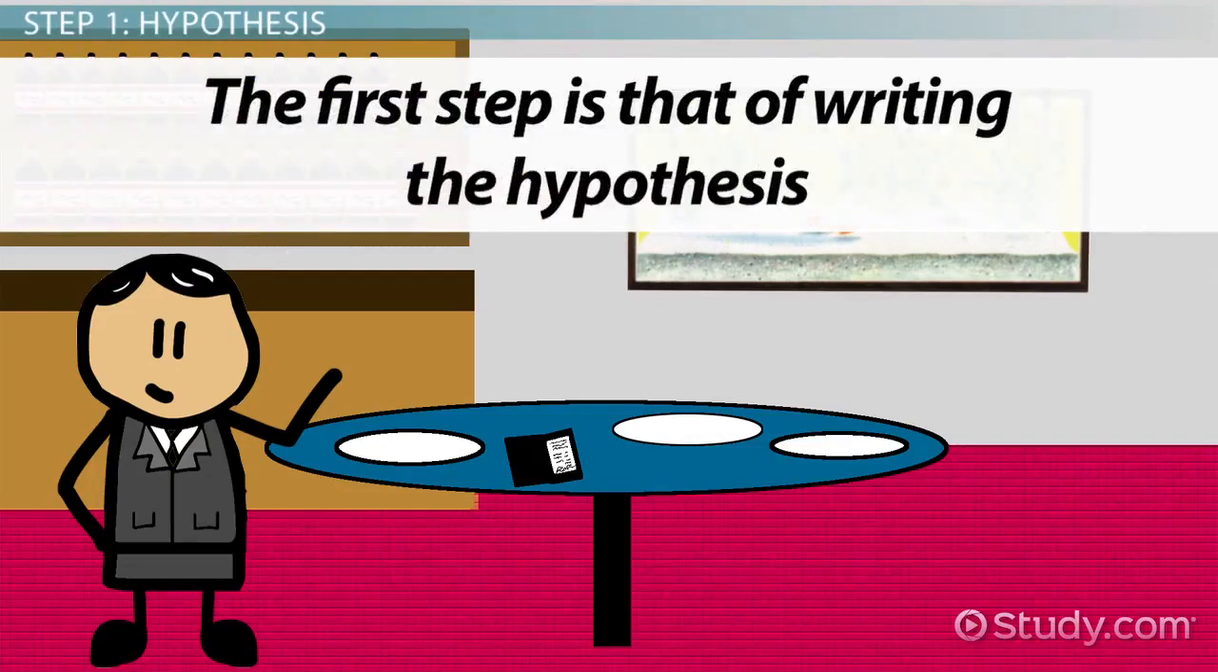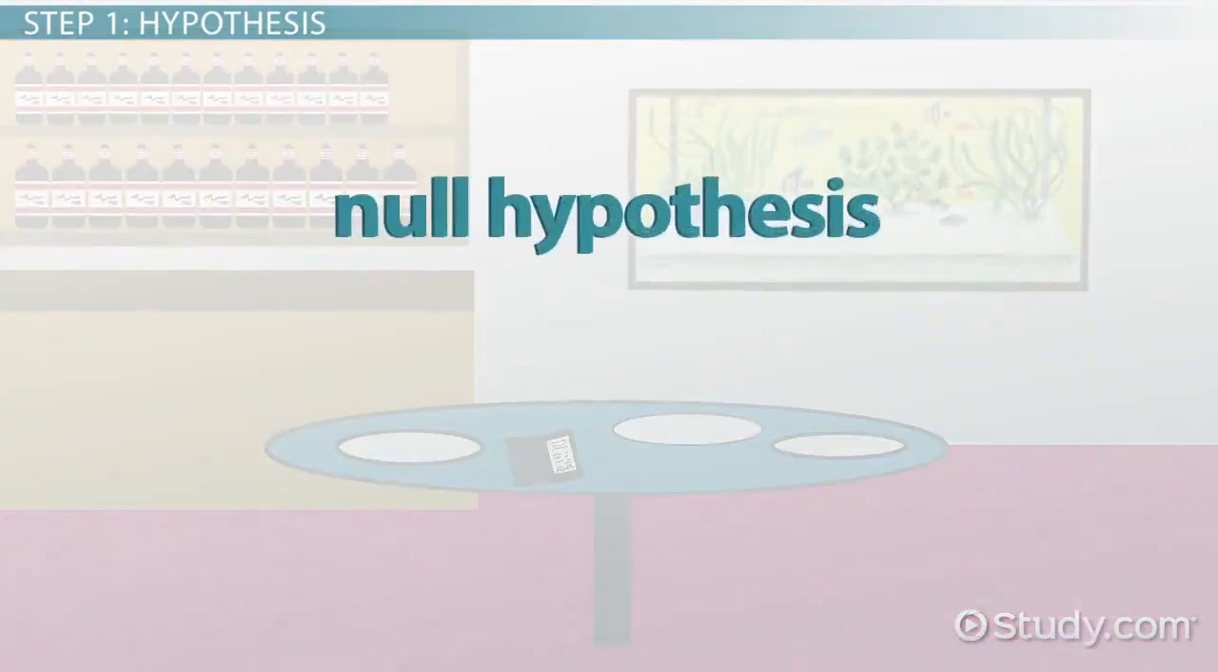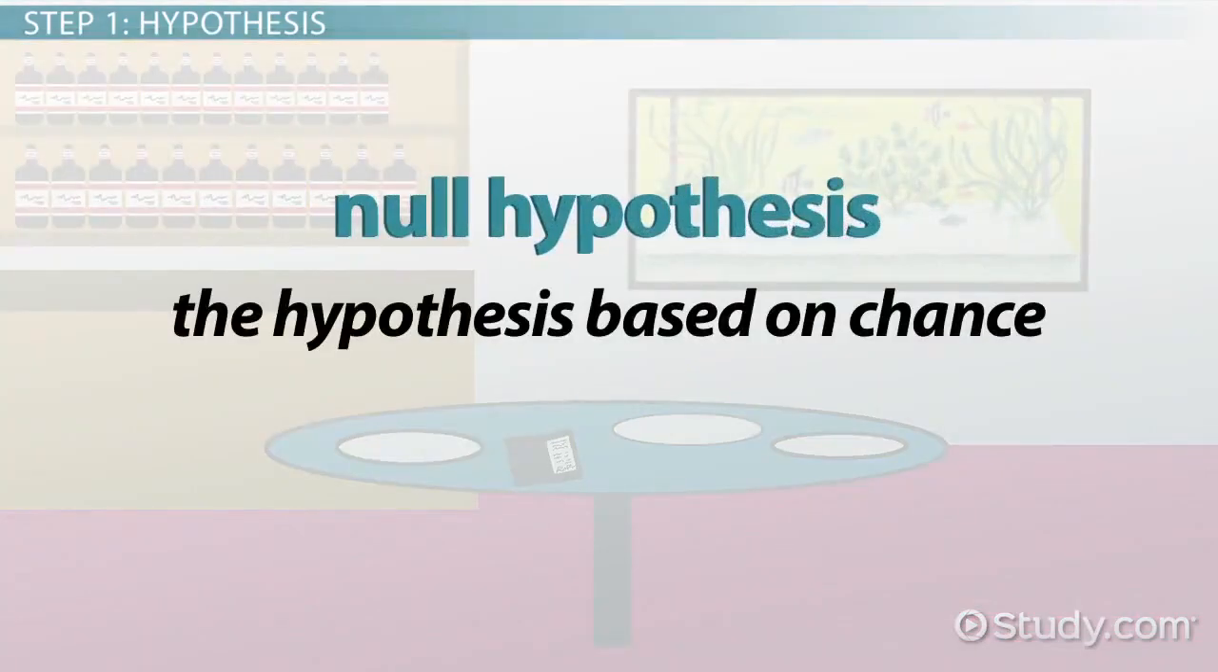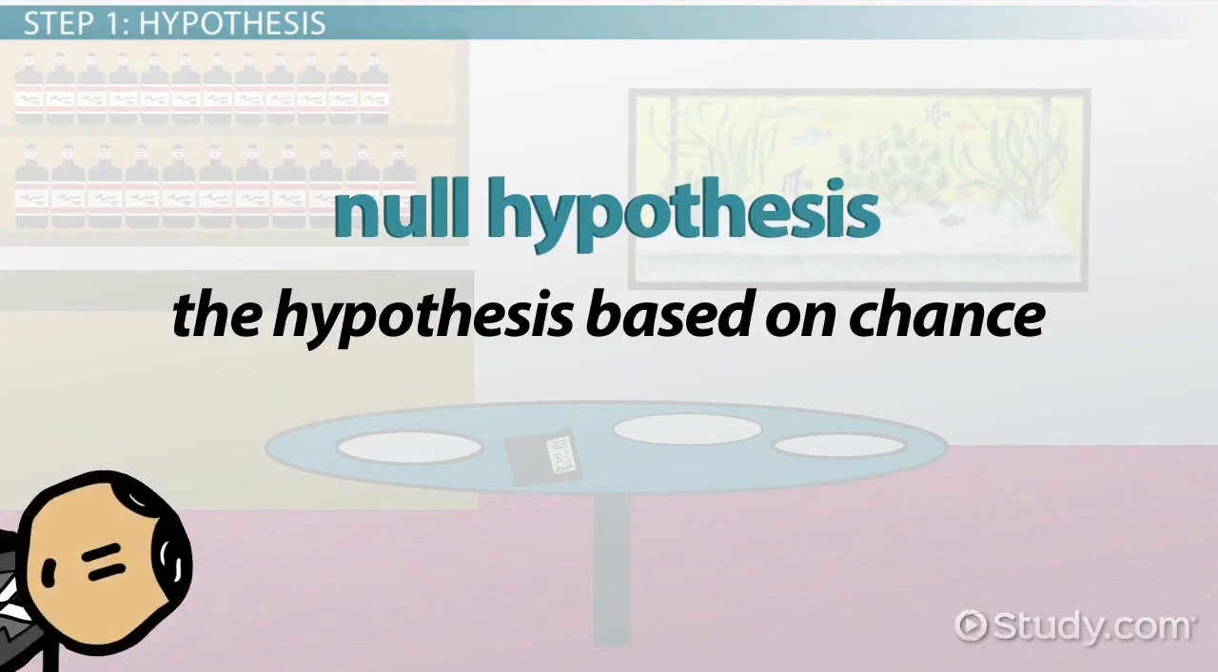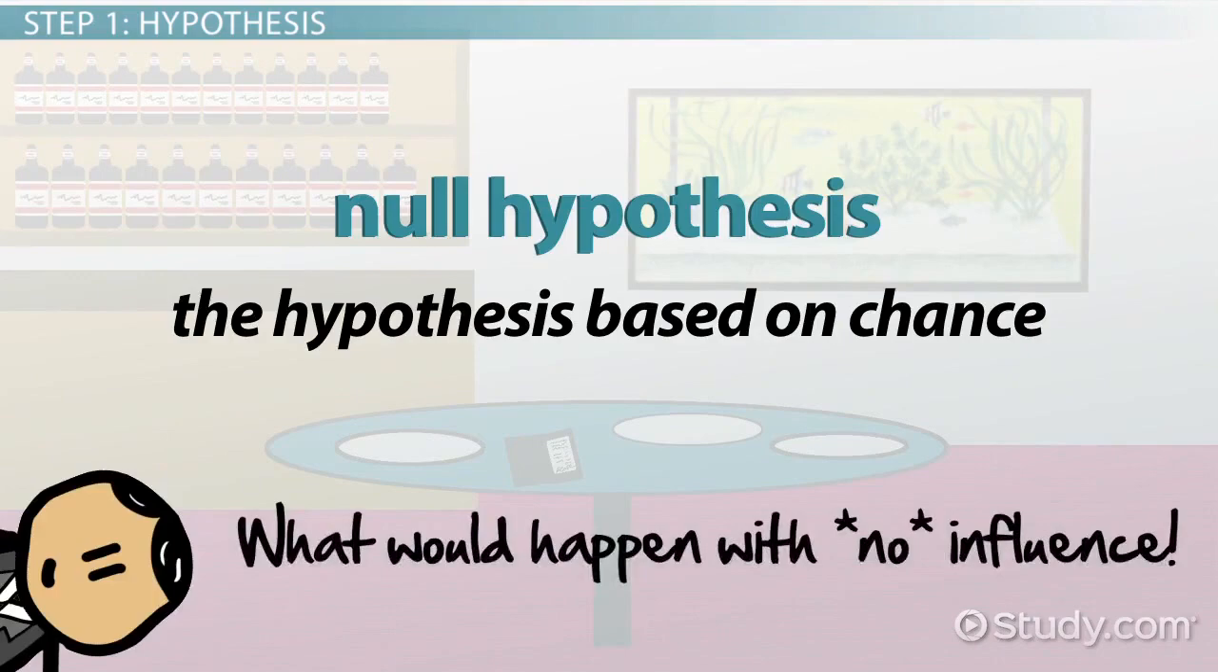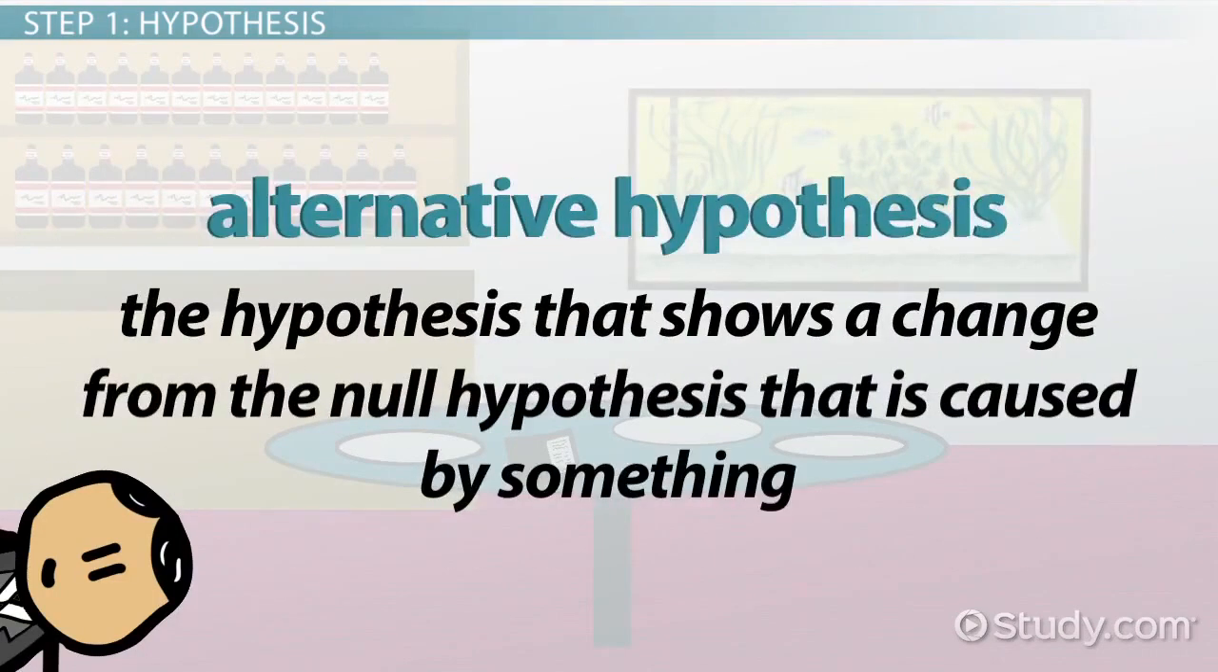The first step is that of writing the hypothesis. You actually have 2 hypotheses to write. One is called the null hypothesis. This is the hypothesis based on chance. Think of this as the hypothesis that states how you would expect things to work without any external factors to change it. The other hypothesis is called the alternative hypothesis. This is the hypothesis that shows a change from the null hypothesis that is caused by something.